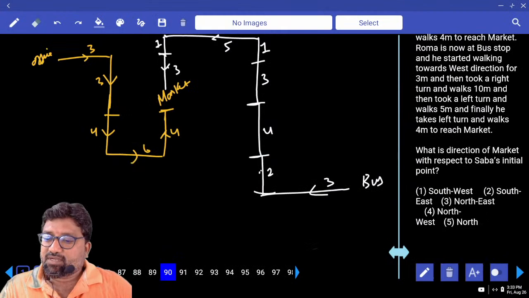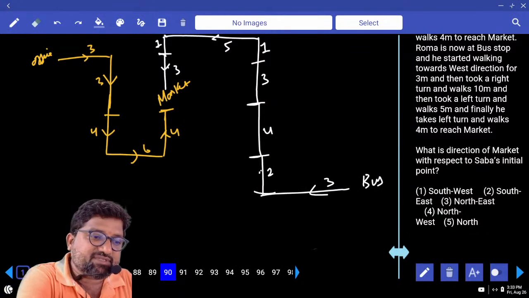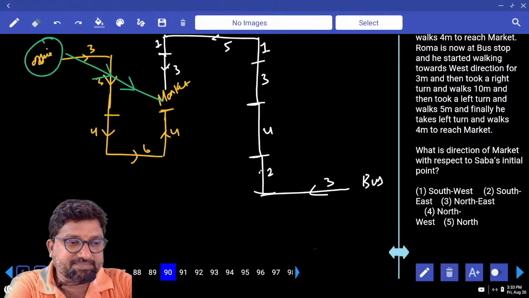What is the direction of the market with respect to Sabha's initial position? This is Sabha's initial position. What is this considered as? Southeast.